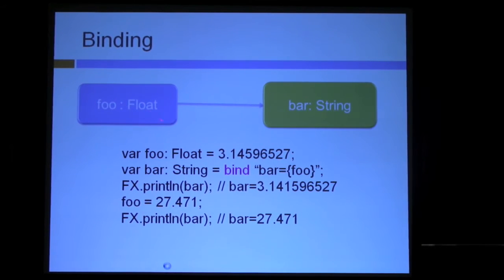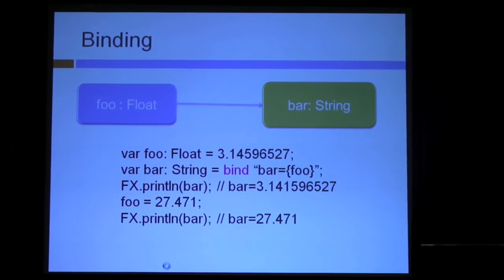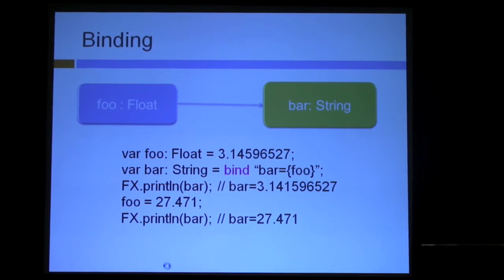Binding is a much better, improved way of having dependencies between the attributes in one component or object and another object that you're trying to bind to. So in this foo object, which is a float defined as pi, I'm actually binding that value to a string, so it prints out the actual value of pi. And if I change it here to 27.47, of course bar changes to bar equals 27.47.